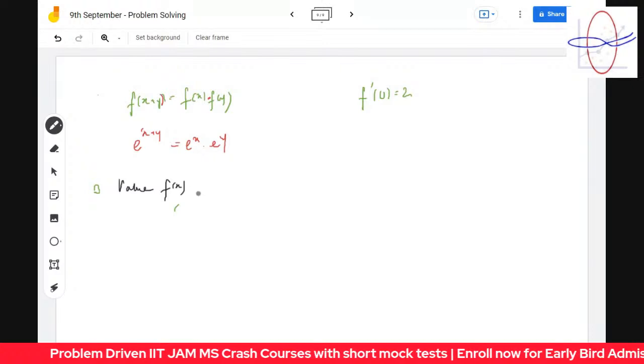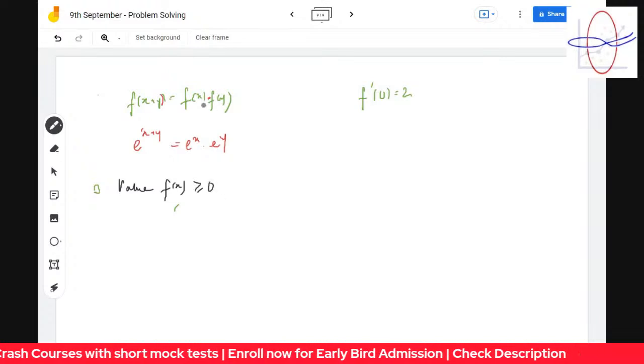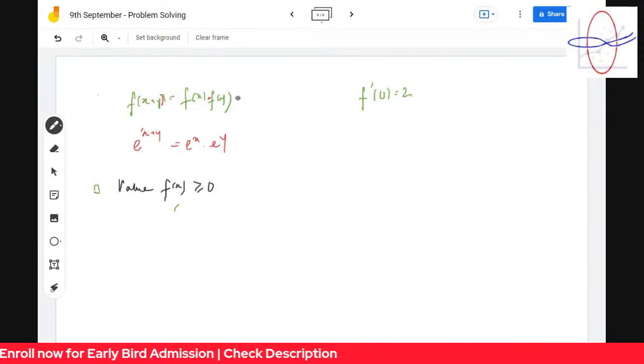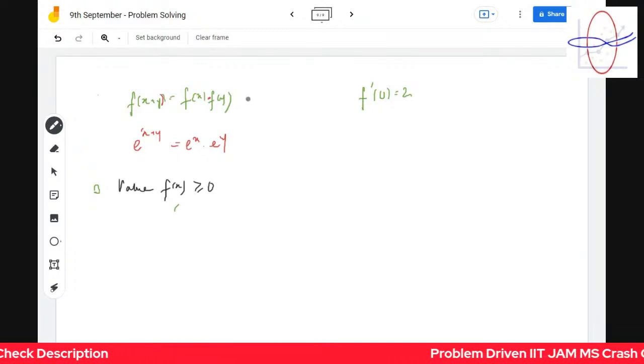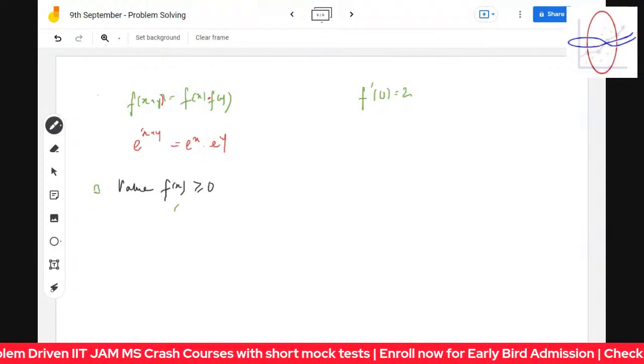So the value of f x is greater than or equal to 0. Can you prove it? Anyhow, it's very easy. Any ideas?